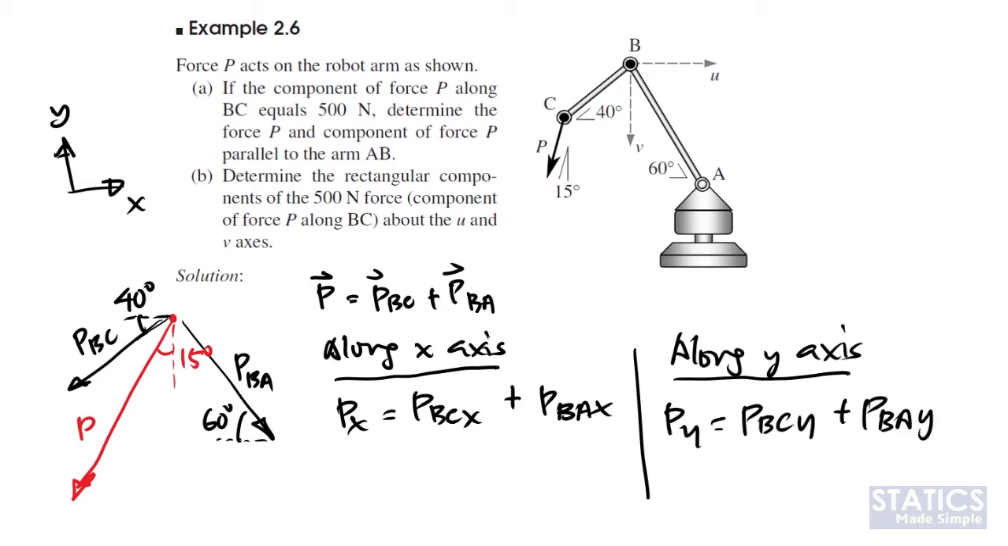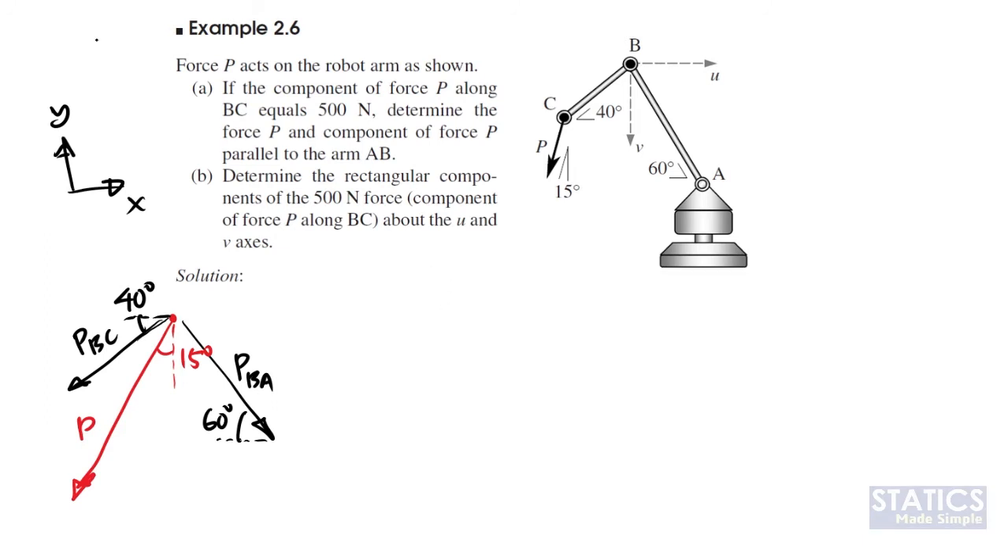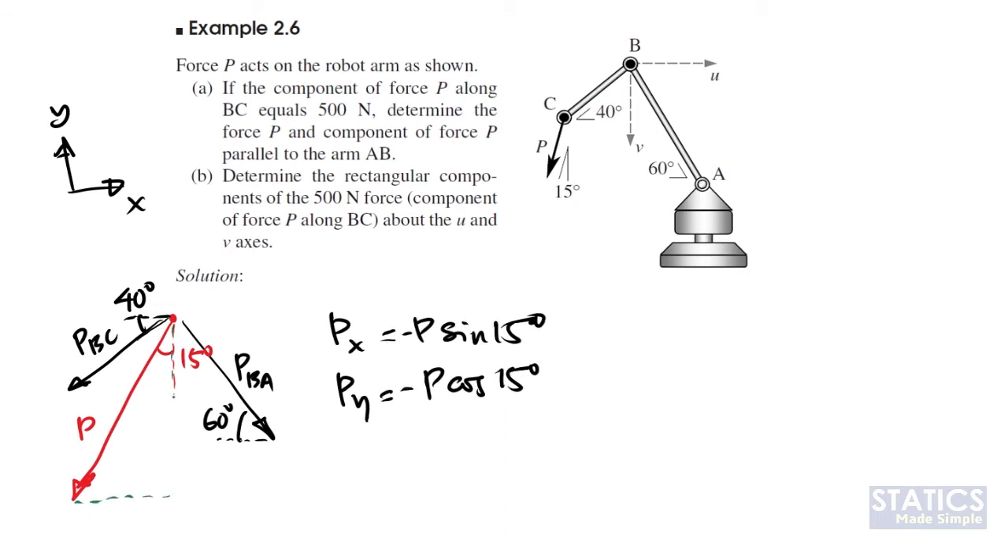Resolve all these forces along x and y. We'll start off with force P first. So P along x is equal to P sine 15 degrees, and the sign is negative, while P along y is equal to P cos 15 degrees. Again, the sign is negative. To prove it, this will be the component of P along x and y. So this is Py, this is Px. We can see clearly that Px is negative while Py is also negative.